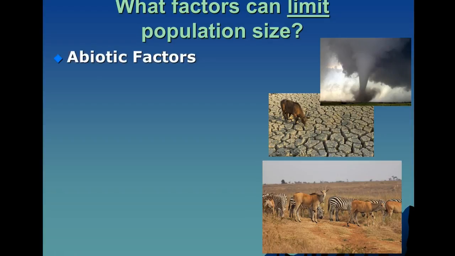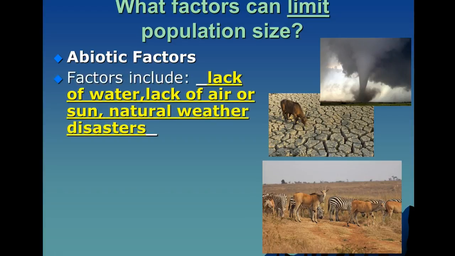Other factors can limit population size. Remember, limit means keep it from growing, a limiting factor. Abiotic limiting factors would be things like lack of water, maybe a drought, or lack of air. Fish in the water still need a certain amount of oxygen. Maybe a natural disaster or weather disaster.